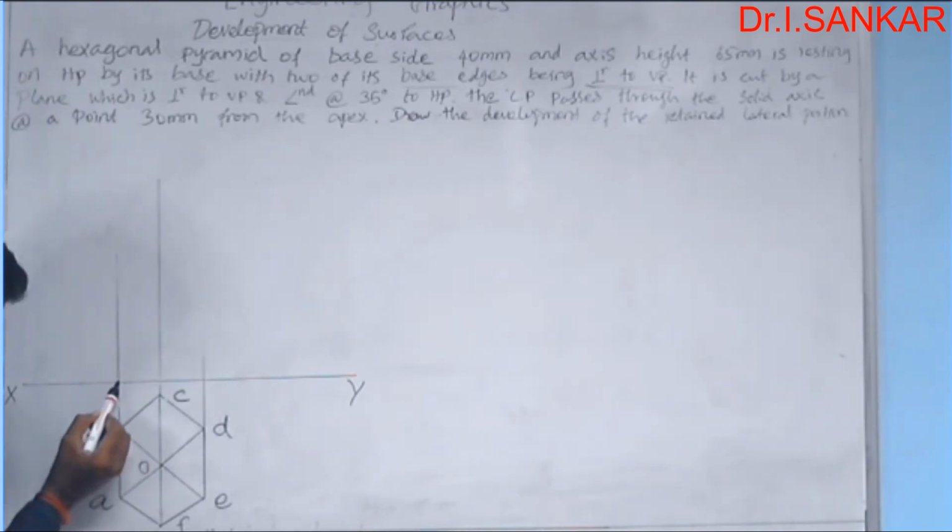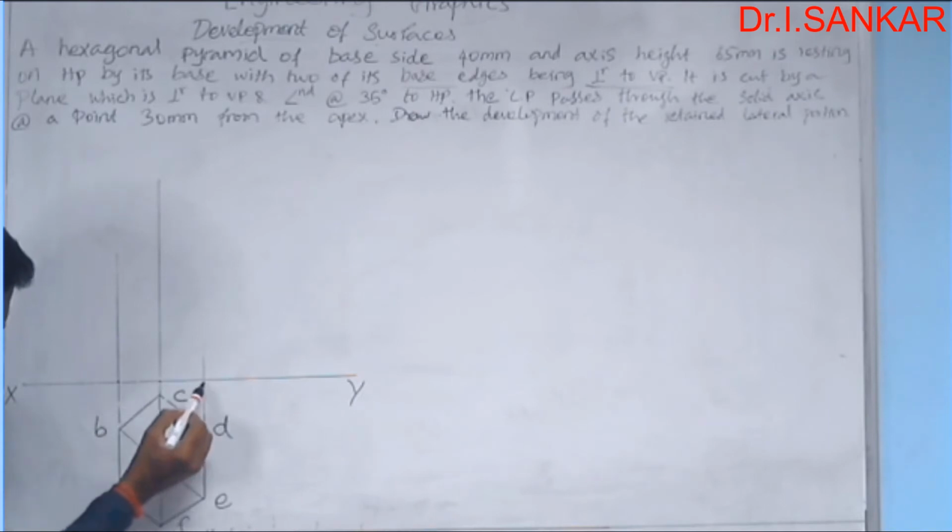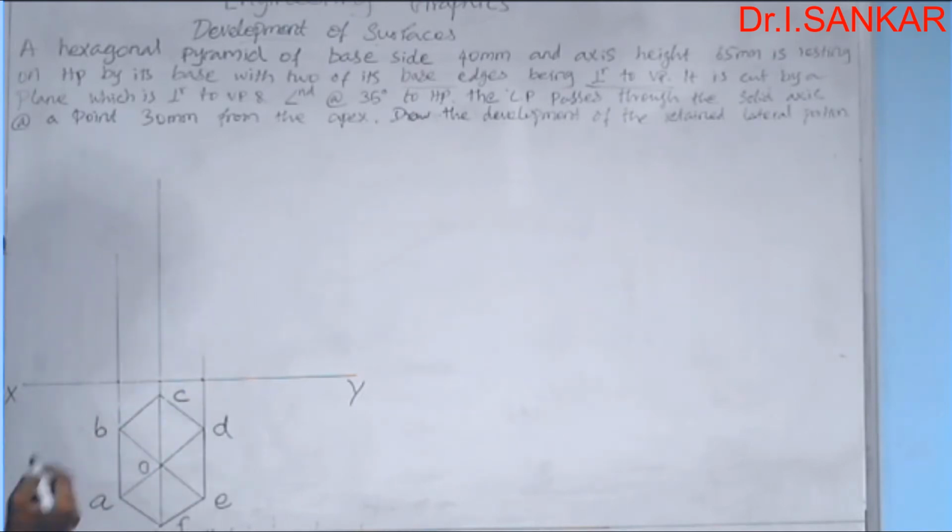In the XY line itself of the front view area, you can mark the base corners. Here you can mark A dash, B dash, because this projector is common for both A and B. So here you can mark A dash, B dash. However, the visible corner A can be highlighted by giving a bracket for the B dash.